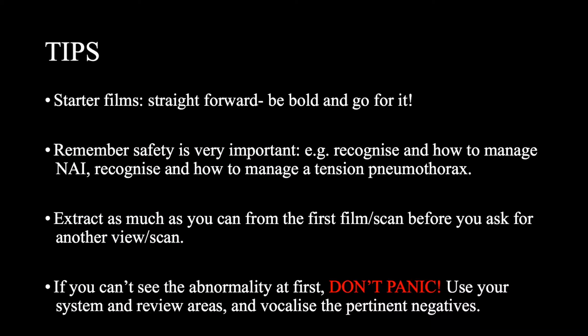So in terms of general tips for the 2B viva, I would say that most of the vivas start with a starter film. These are the straightforward, sort of easy films that you need to just be bold about and just quickly run through the observation, interpretation, diagnoses and management, and wrap it up nicely so that you can move on to the meatier cases. The second thing I would say is remember, safety is very important, and there are a few pathologies that you definitely need to recognize and manage, and I would count NAI and tension pneumothorax in this category.